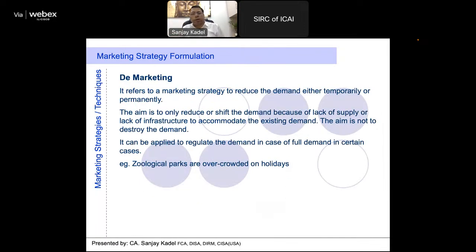So we have seen marketing strategy. Under marketing strategy, we saw what is marketing, we saw the marketing mix, and then we saw different types of marketing strategies.